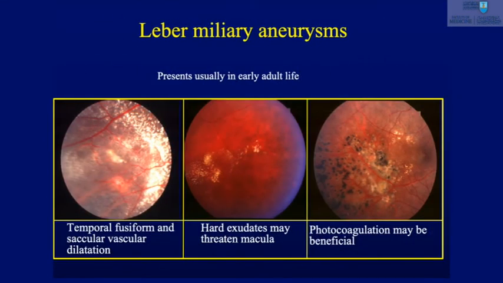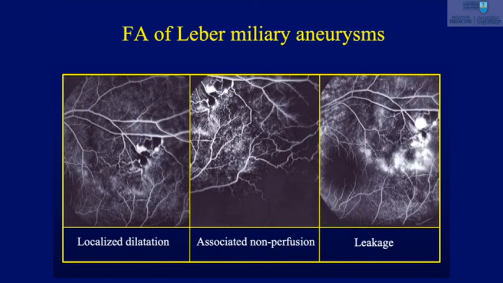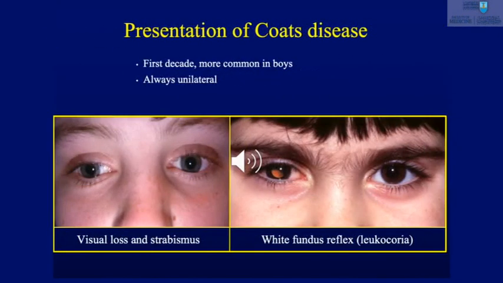If we look at the anatomy, the retina is formed of 10 layers on histopathology, and depending on the level, hemorrhage may occur. Another important disease is Coats disease. It usually occurs in the first decades, more common in boys, always unilateral, and presents with squint or loss of vision, and with a fine white fundus reflex. It is a retinal vascular disease which mimics retinoblastoma, and we have to know it.